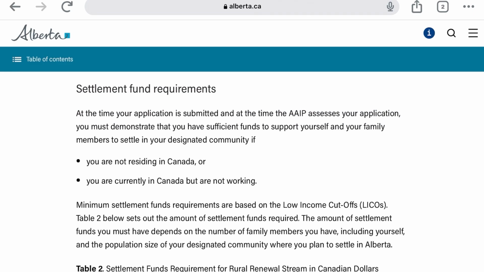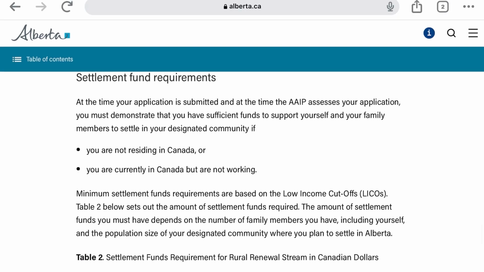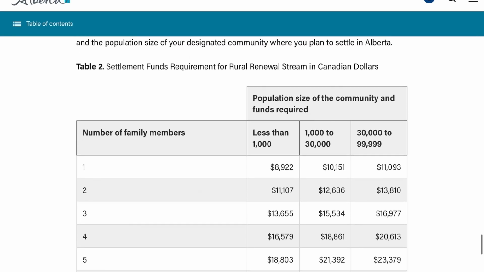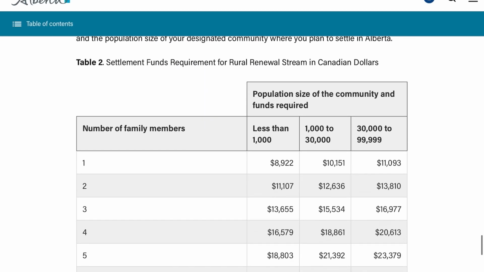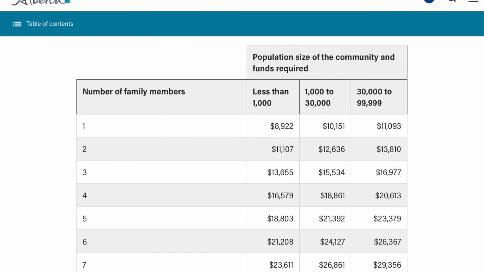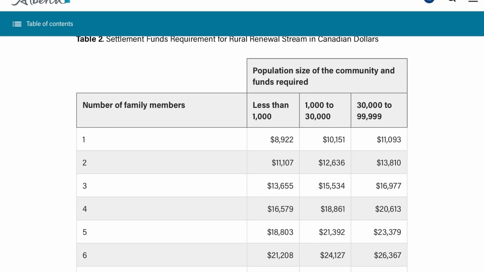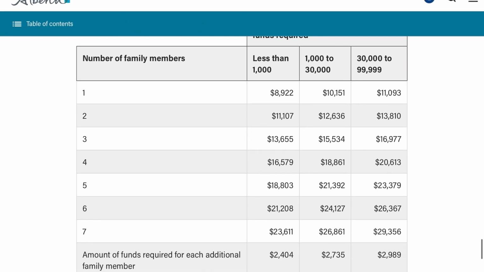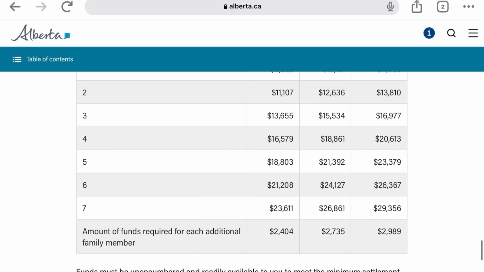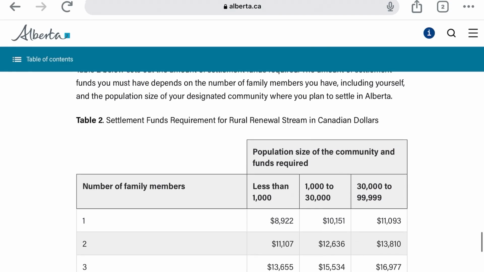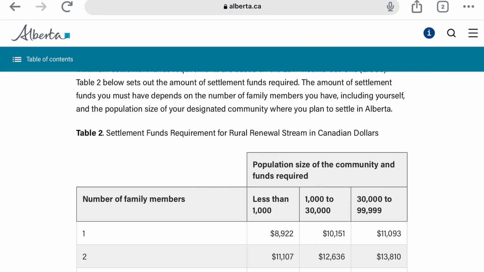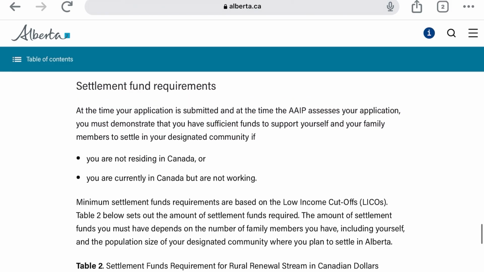So for the Rural Renewal Stream, they will just need to check whether you are residing in Canada or you are working in Canada. So if you are not residing in Canada, you need to provide this proof of funds, and if you are already in Canada but not working, you still need to provide this proof of funds. And the dollar value of the funds will depend on the size of the community and the number of family members. So this is the only stream in the Alberta immigration program which has its own set of proof of funds requirements, which is called the settlement funds requirement.